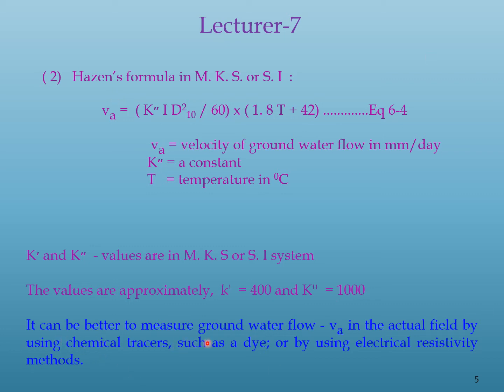It is better to measure groundwater flow Va in the actual field by using a chemical tracer, such as dye, or by using electrical resistivity methods. The time taken by colored water to pass a certain distance will be noted, and from this data, velocity can be calculated.